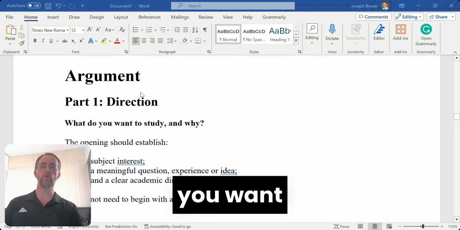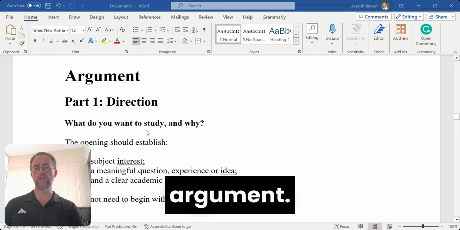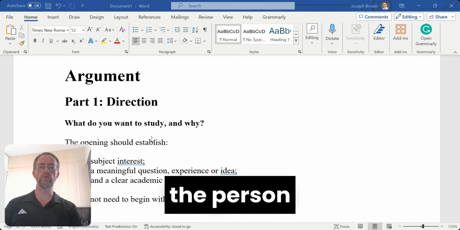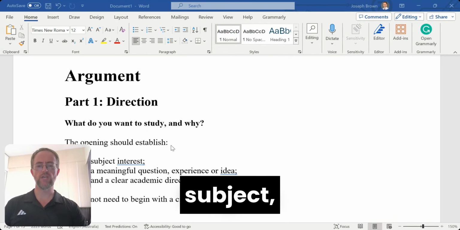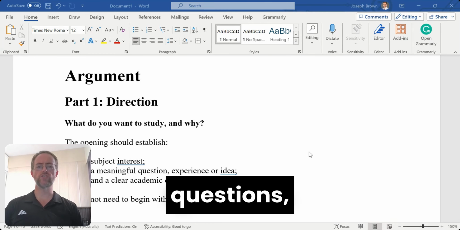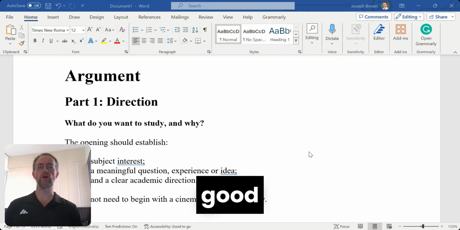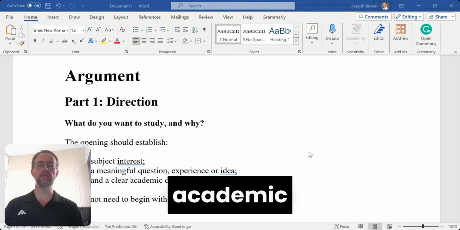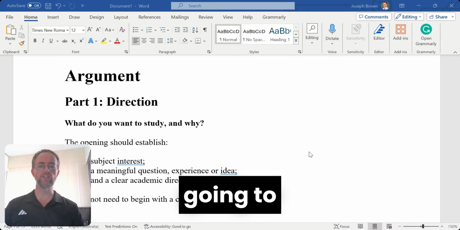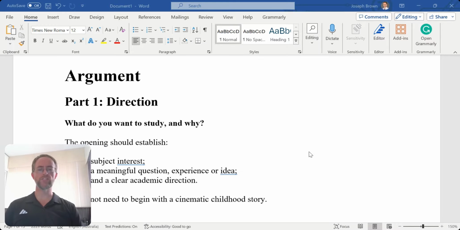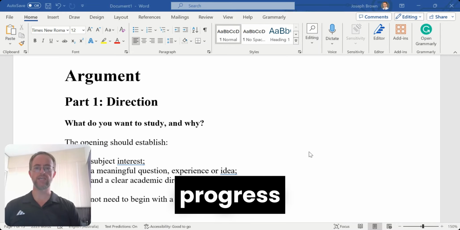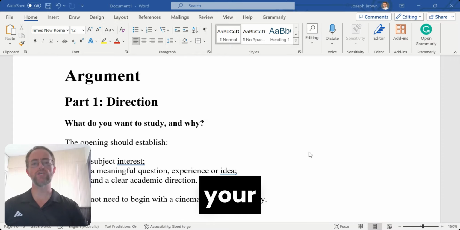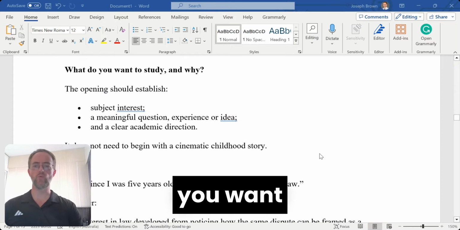So in the beginning, you want to create your argument. This is why you should be the person that they pick, because you've got the interest in the subject. You've got meaningful questions. You've got experience. You've got good ideas. You've got a clear academic direction. You are going to get involved in this university, in this subject, and you are looking to really progress things. This is your chance to really show why you want to.